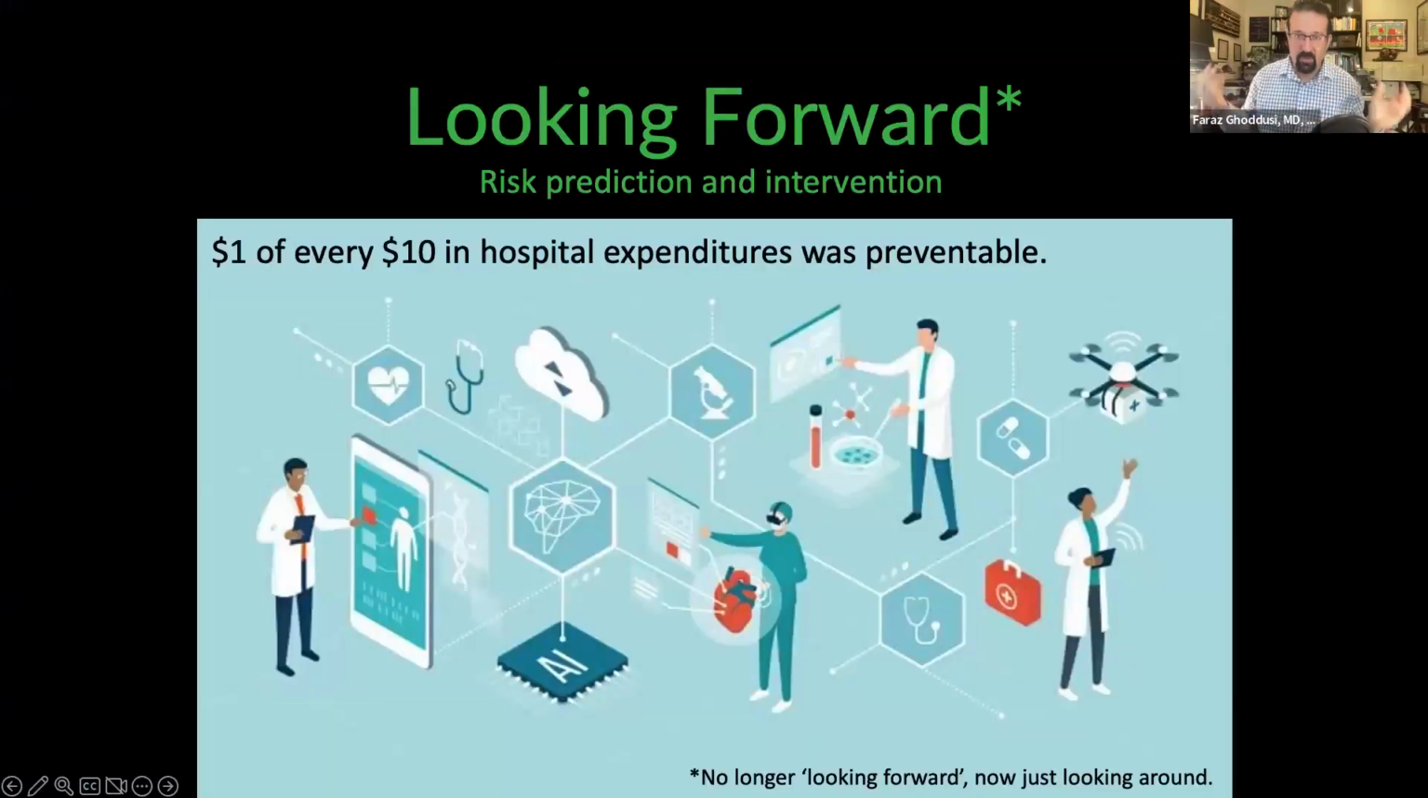So a lot of what we'll be discussing as a way forward with this specifically ends up being things like risk protection, prediction, and intervention. In the United States, hospital costs for potentially preventable conditions account for about one in every $10 of hospital expenditure. So there end up being millions of hospital stays and billions of dollars being spent that could be prevented with better risk prevention.